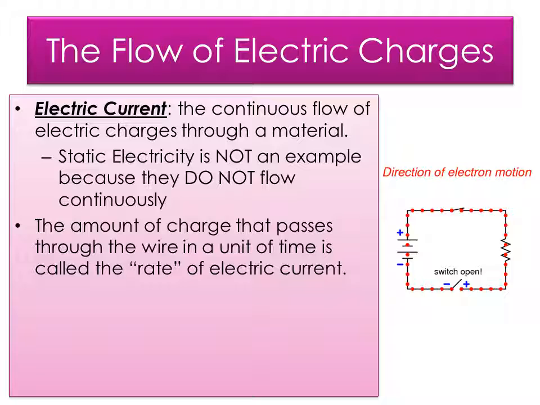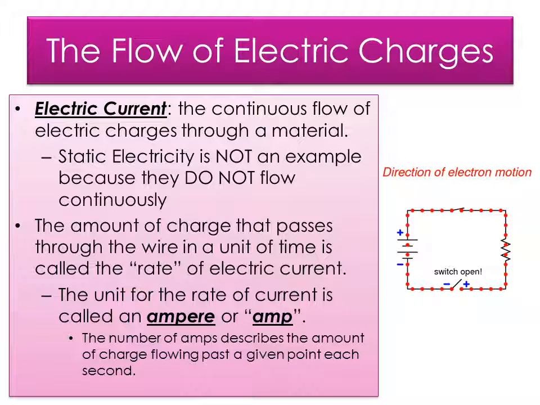Now, the amount of charge that passes through a wire in a unit of time is called the rate of electric current. All right, so that's the rate. And the unit for the rate of current, or the continuous flow, is an amp. An amp is the unit of current that passes through at a given time. The number of amps describes the amount of charge flowing past a given point each second. So it describes how much current per unit of time is passing by. So that's an amp.